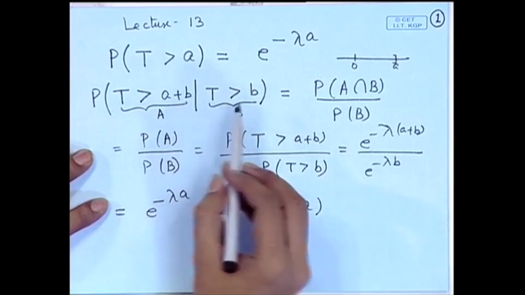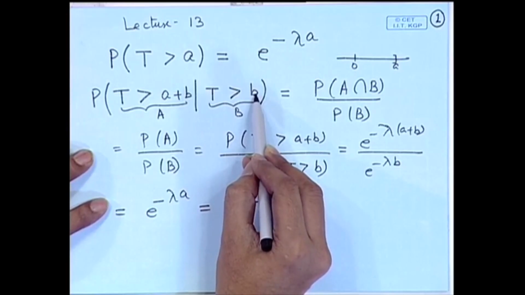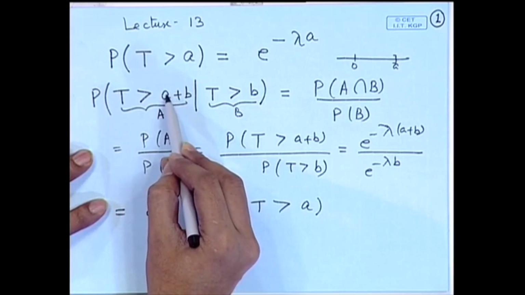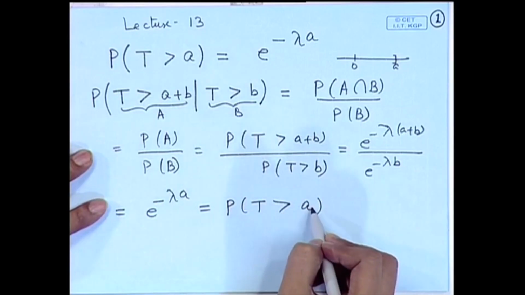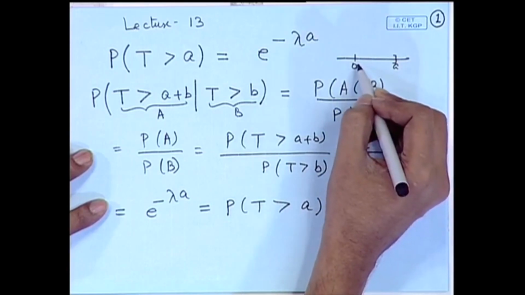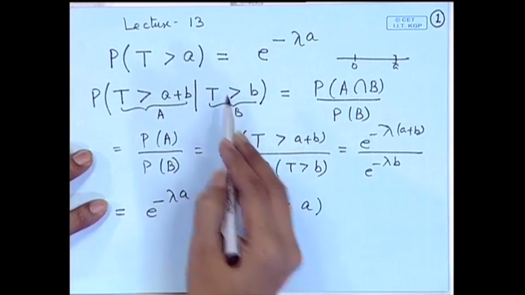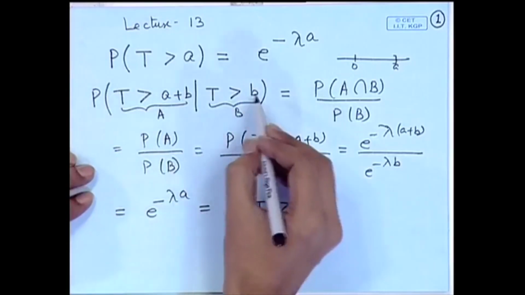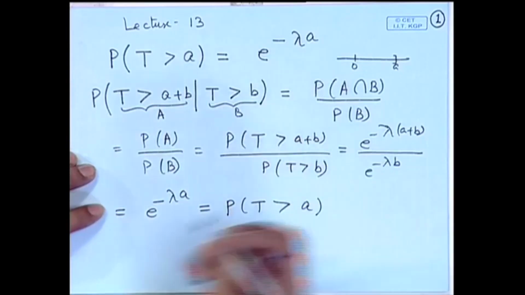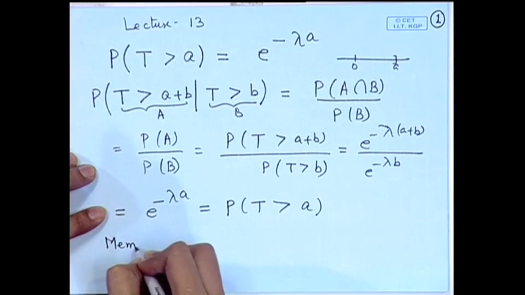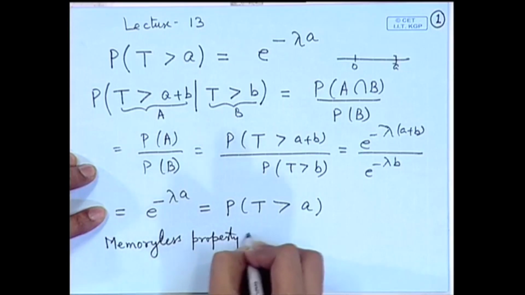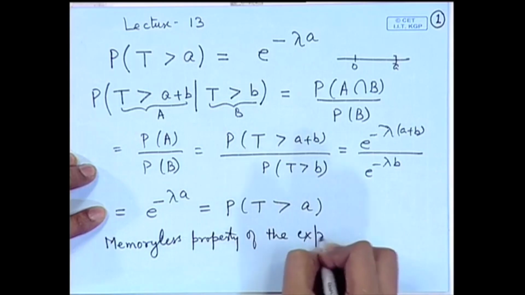So, this phenomenon represents that if the event has not taken place till time b, then it will not take place till an additional time a. The probability of that is the same as that the event will take place after time a starting from time 0. That means, if we are considering the waiting time for a certain thing, then the probability of waiting for an additional time is the same irrespective of the starting point. So, like the geometric distribution, this is called the memoryless property of the exponential distribution.